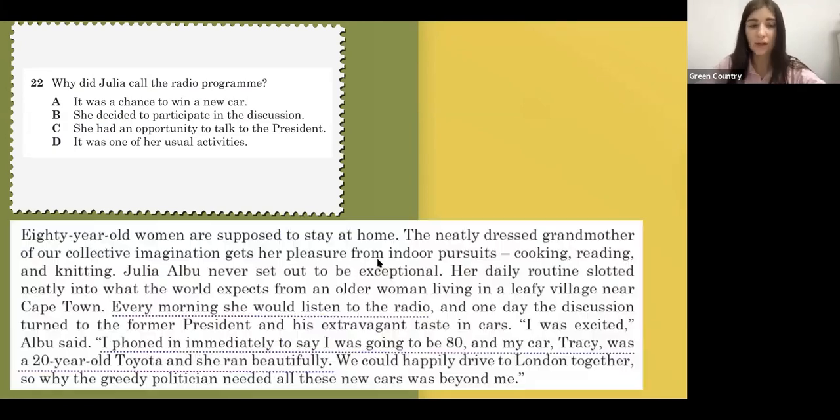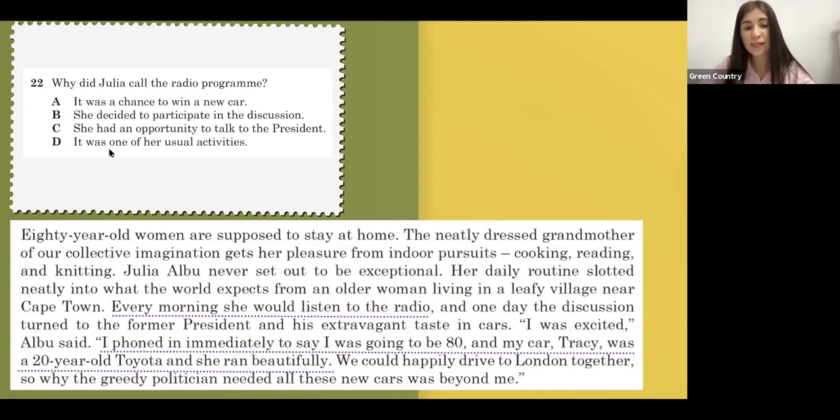Let's have a look at the text. I have underlined some phrases for you. Let's deal with that together. The first I have underlined: every morning she would listen to the radio. It might confuse you, and you might think, okay, it was one of her usual activities because it's stated in the text. But it is not stated that calling the radio program was her usual activity. Just every morning she would listen to the radio. The listening was a usual activity, but not calling. So option D cannot be right at all.